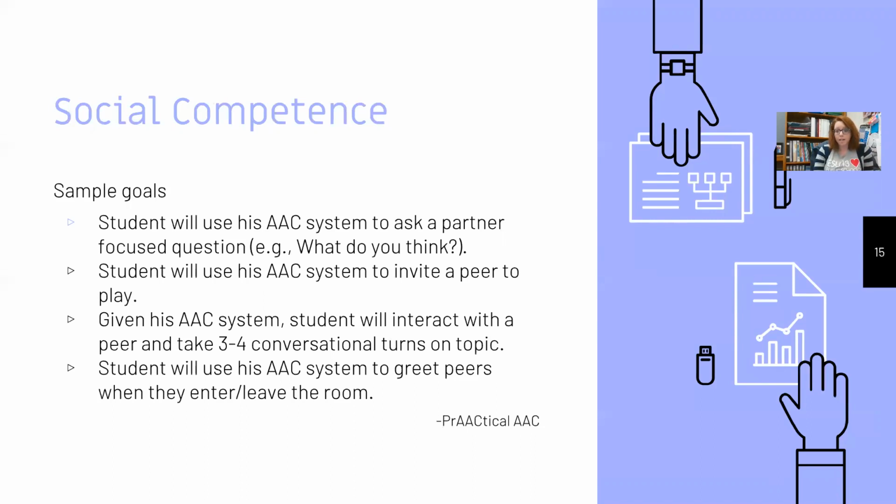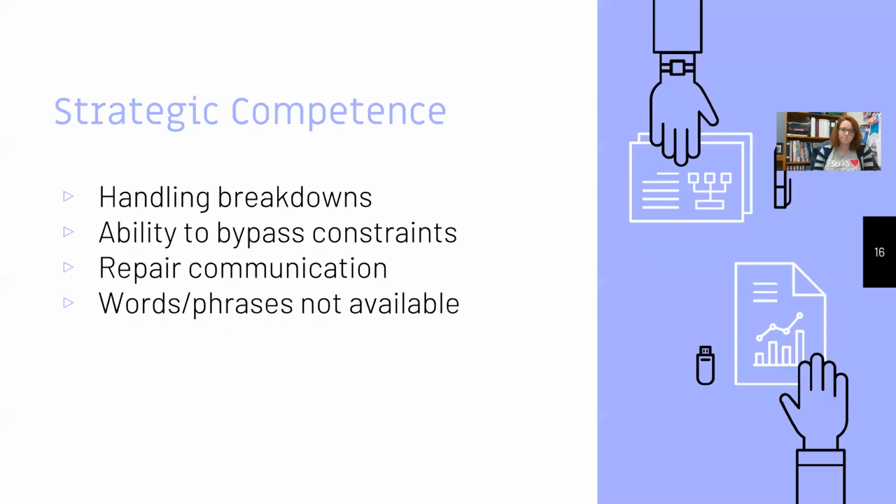Inviting a peer to play. So using AAC to initiate a playtime routine if the student's younger. Interact with a peer and take conversational turns and stay on topic. So if we are only getting them to answer one question or ask one question, that's not a true conversation or really meaningful communication interaction necessarily. So taking conversational turns, staying on topic, and greeting people. Can you say hi and goodbye to people? So some examples of goals for social competence areas.